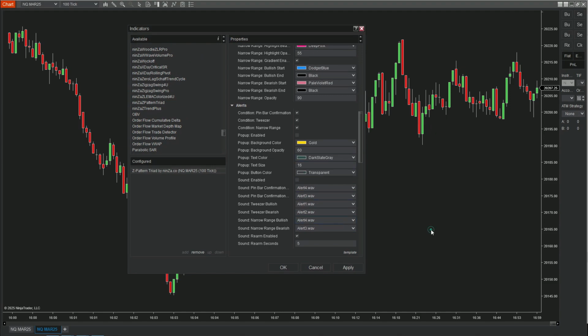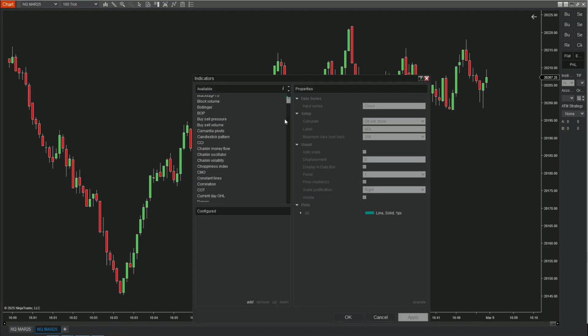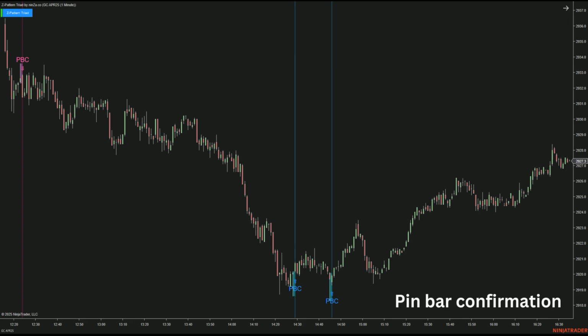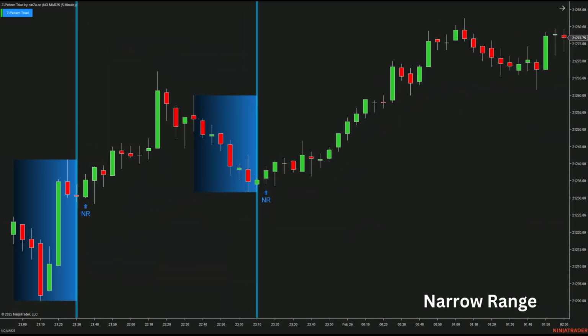You can quickly enable or disable candlestick patterns through the alert section of the indicator. However, it's best to use only one of the 3 patterns at a time instead of enabling all of them simultaneously. This is because each pattern follows its own unique signaling mechanism. Using too many patterns at once can lead to signal confusion and information overload, making it harder to make clear trading decisions. And the 3 main patterns provided in this indicator are pin bar confirmation, the first pattern; tweezer top and tweezer bottom, the second pattern; narrow range, the final pattern.